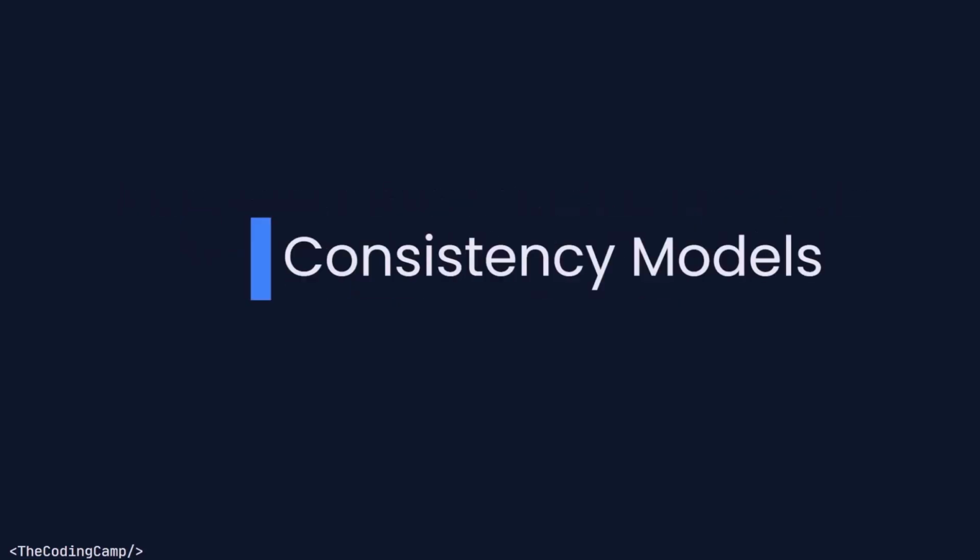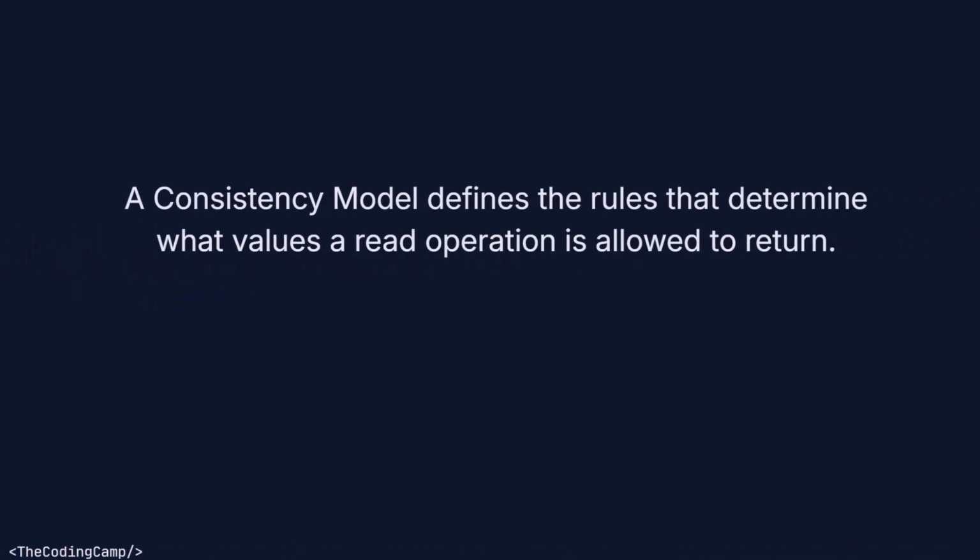As we learned in distributed systems, data is often replicated across multiple nodes. That improves availability and performance, but introduces a key question. When I read data, will I always get the latest value? The answer depends on the consistency model your system follows. A consistency model defines the rules that determine what values a read operation is allowed to return.